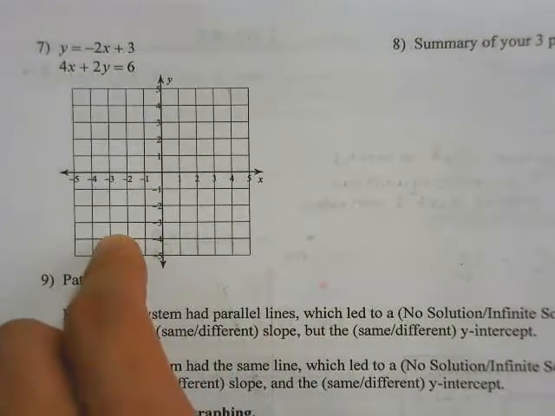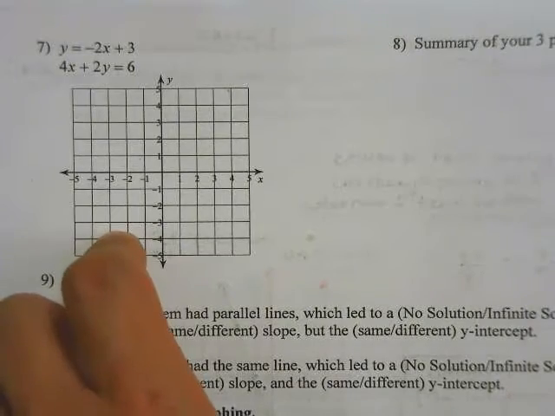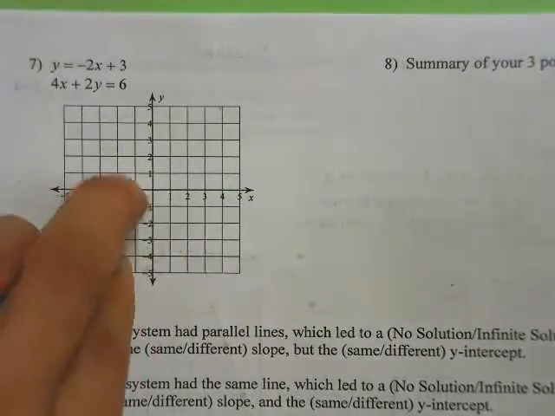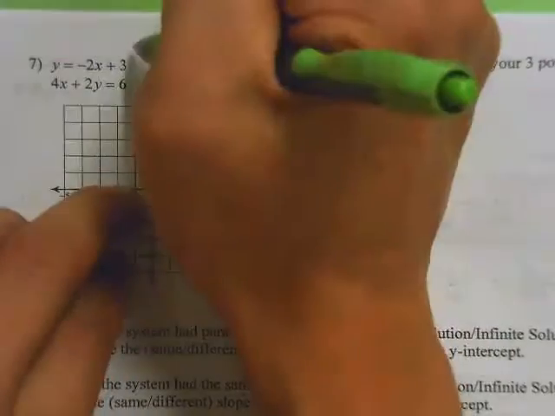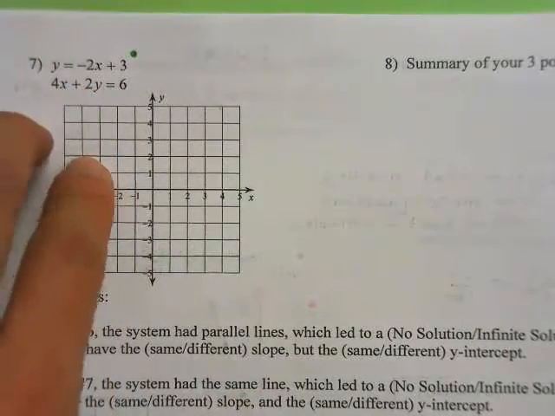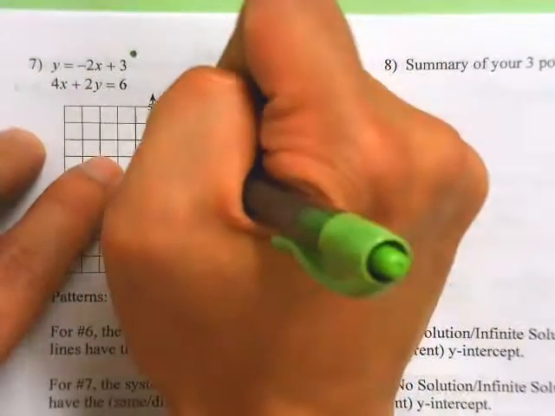I think I forgot to say that number 6 was a special case. That was special case number 1. If you have parallel lines, then you are going to write no solution. Here is special case number 2. Let's start graphing it already. Well, good thing the top one is already in slope-intercept form. Let's graph this.